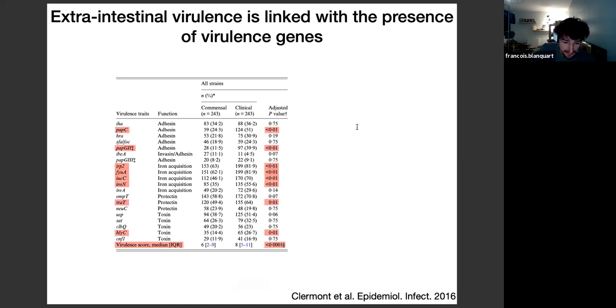So I'm highlighting several of these genes here, the ones with a significant difference in commensal strains and clinical strains. And you can also compute a virulence score, which is the mean number of these virulence genes in this list that were found in the two settings, in the two types of samples. And this also has a very significant difference in commensal strains and clinical strains.